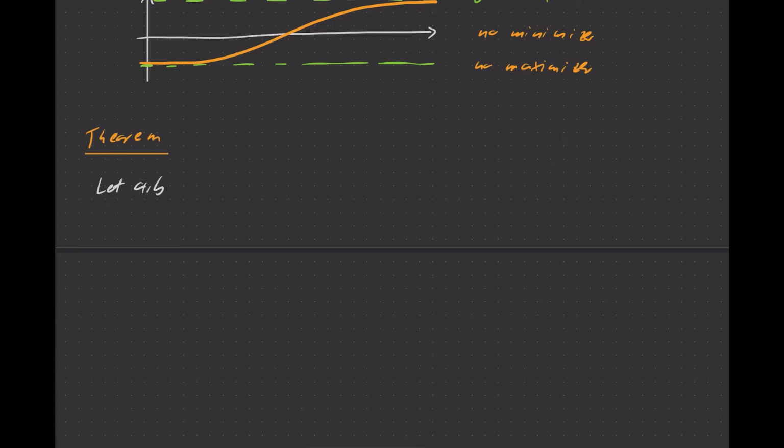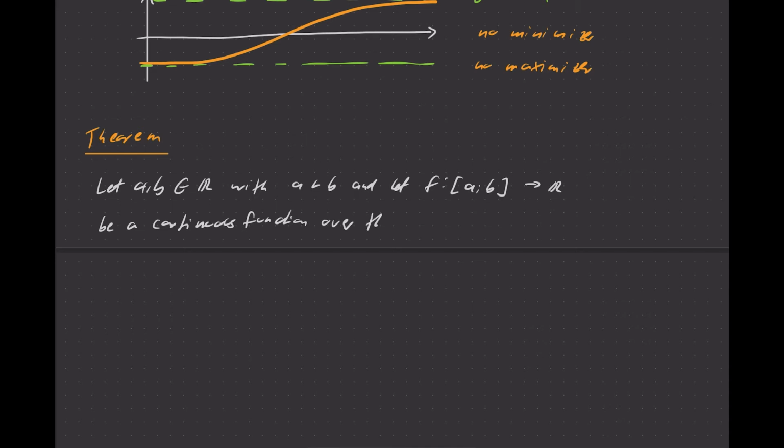Let A and B be in R with A less than B, and let F be a function defined on the closed and bounded interval from A to B with a codomain of R, and F is a continuous function, so let that be a continuous function over the closed and bounded interval A, B. Then this function f is bounded and it attains its minimum and maximum over the interval AB.